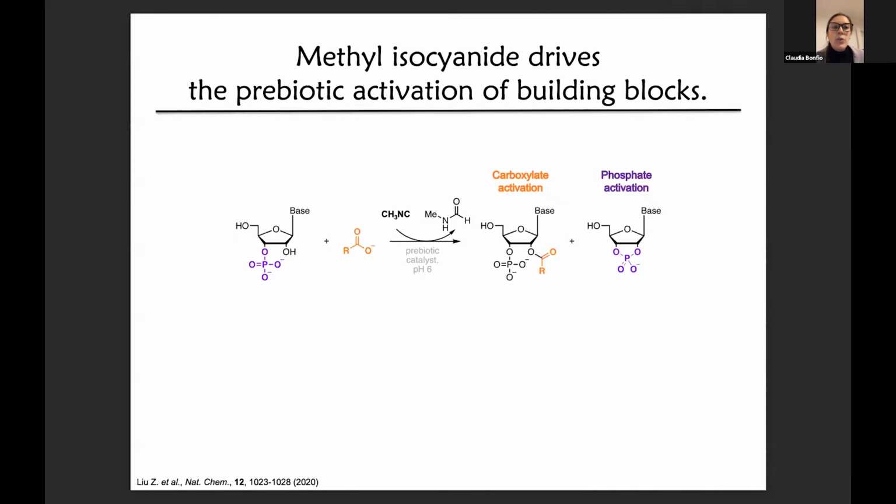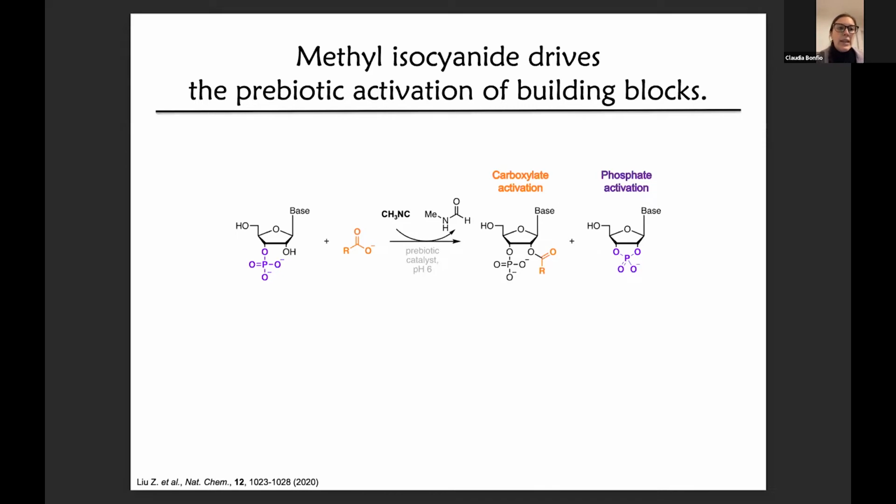And what we wondered was whether we could develop a chemistry that could activate these functional groups to increase in complexity the building blocks that we had in solution. And what you can see on the right part of the reaction is that we managed to develop an activation chemistry that could form more complex systems. So it could activate both phosphates and carboxylates.